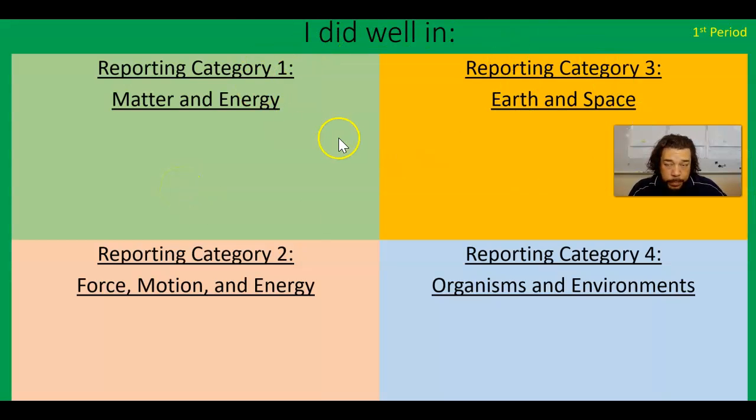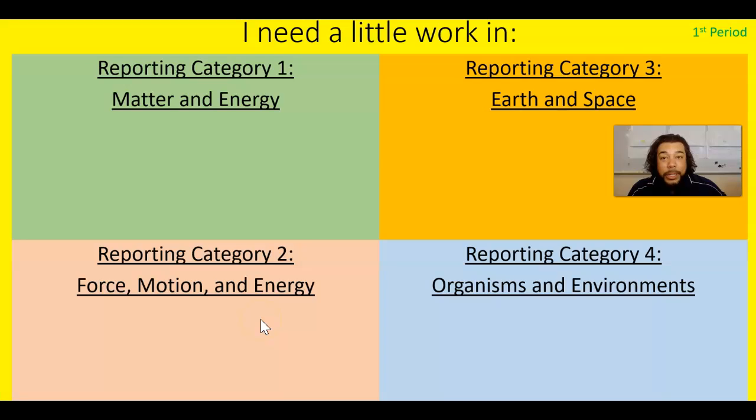Once you've done this, you can start to create groups by having the kids fill in what their strengths are. So as a student or as a teacher, I could say, okay, here's the PowerPoint. Go ahead and fill in where you think that your strengths are. I did well in, and then they could type their name into the reporting category. So I could type in Frank McDonald. I did good at matter and energy, and I also did very well in motion and energy. And then potentially I could say, but I need a little work in, and you know what, the earth and space got me a little bit, so I'm going to put my name in there. And the organisms and environments got me a little bit, so I'm going to put my name in there.